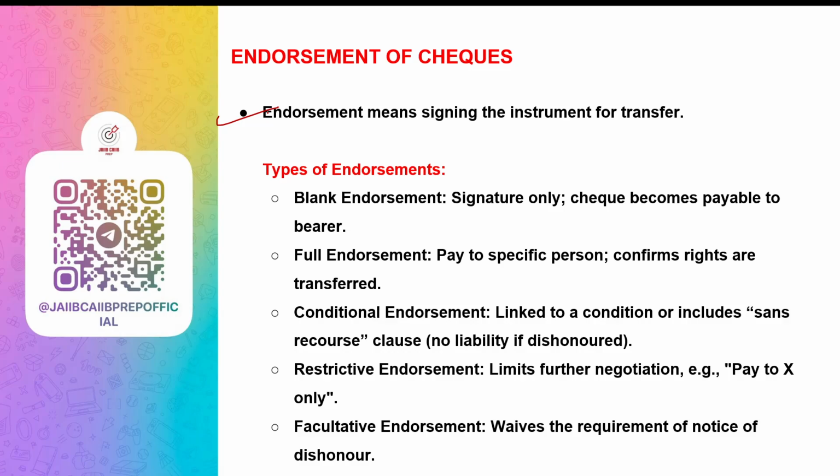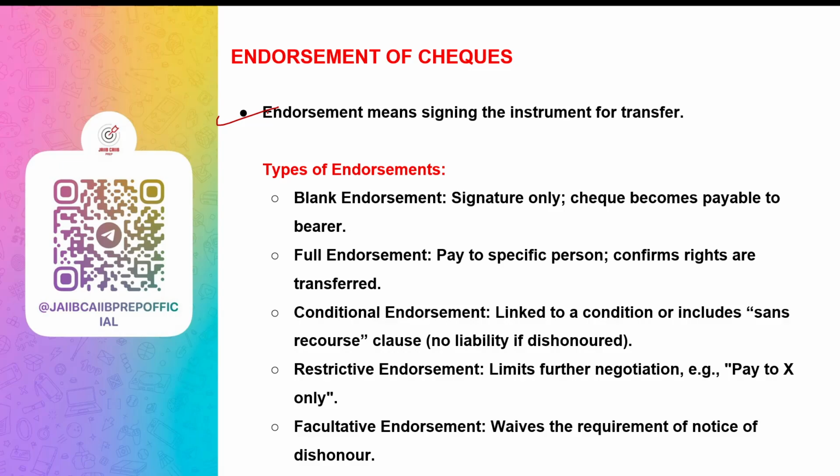Let's understand different types of endorsement. Blank endorsement means the person just signs on the back without writing anyone's name. This makes the check similar to a bearer check, so anyone who holds it can claim the money by just presenting it. Full endorsement is where the person signs and also writes the name of the person to whom it is being transferred. For example, pay to Rahul or order, signed Amit. This means the check is now payable only to Rahul or someone Rahul further endorses it to.